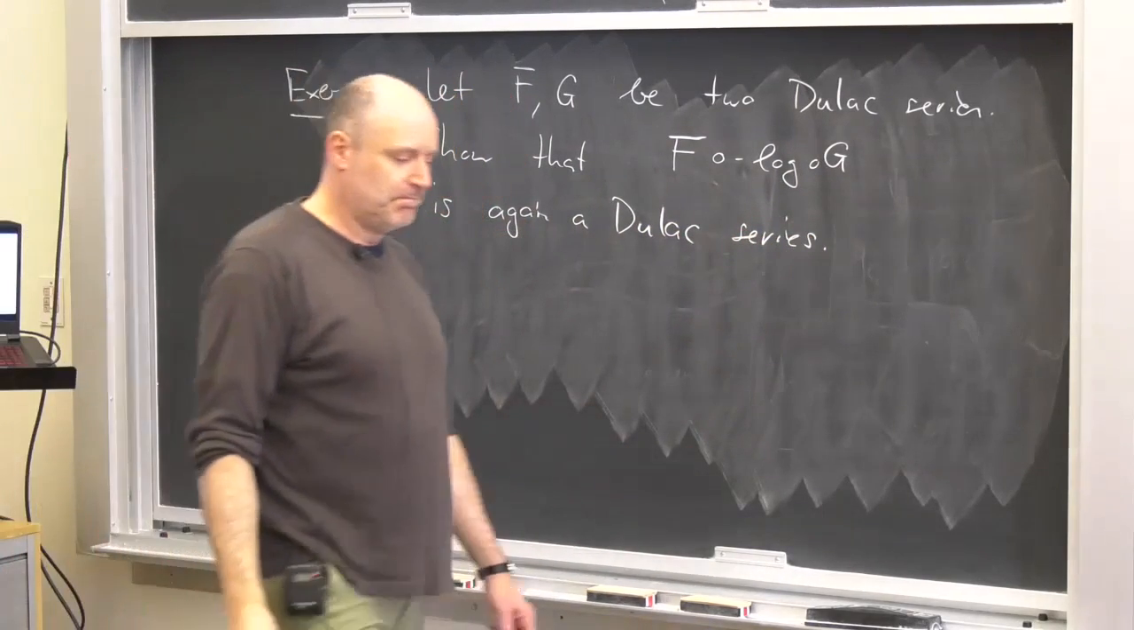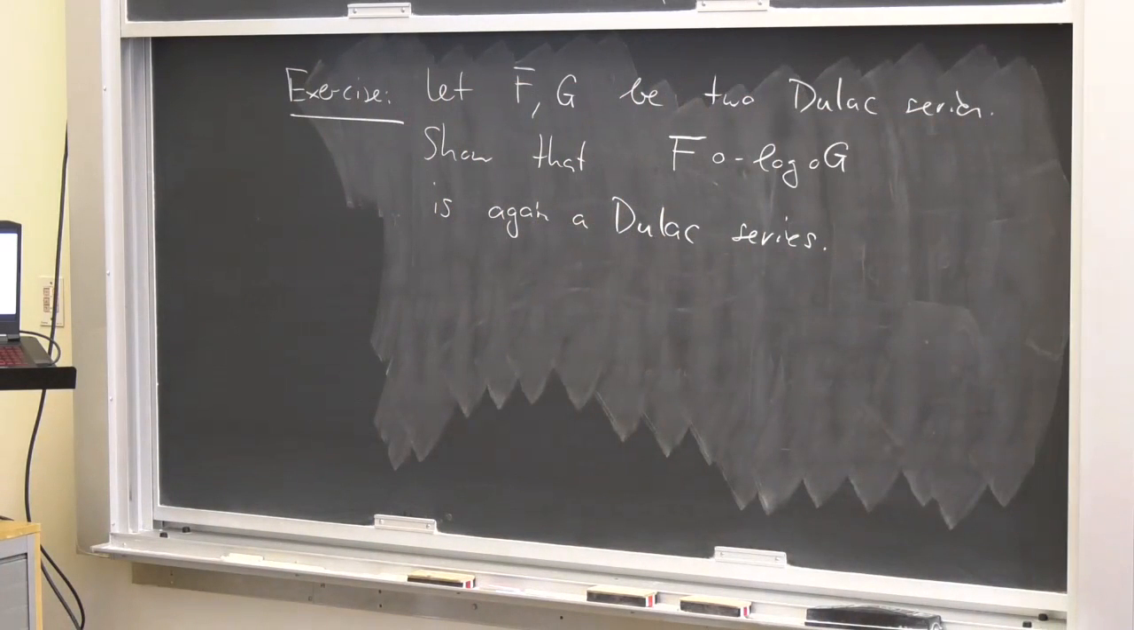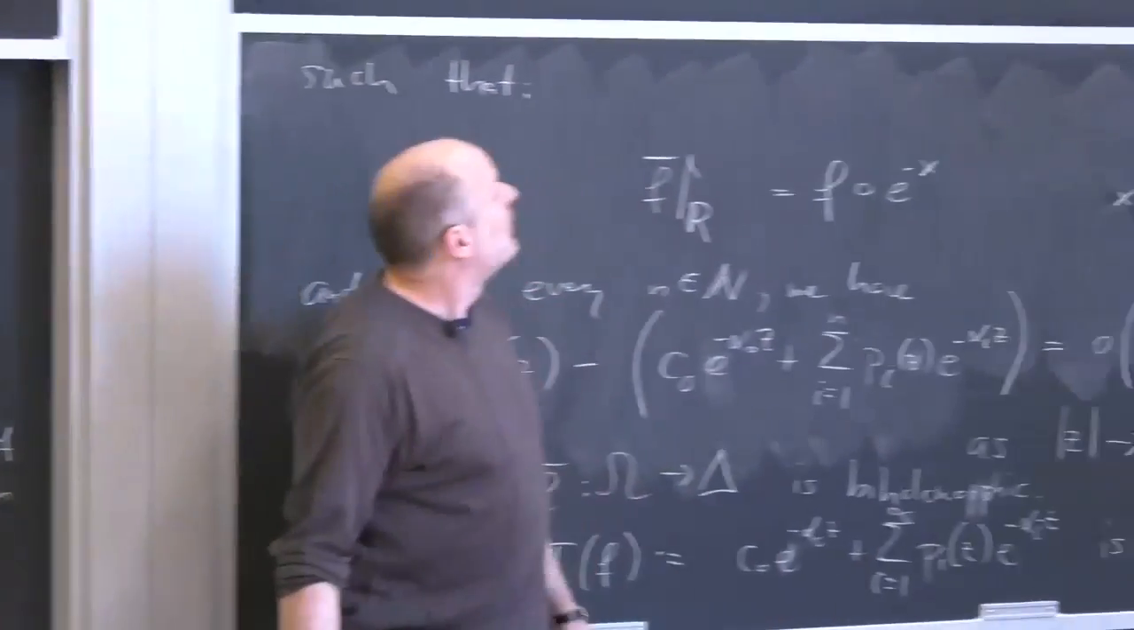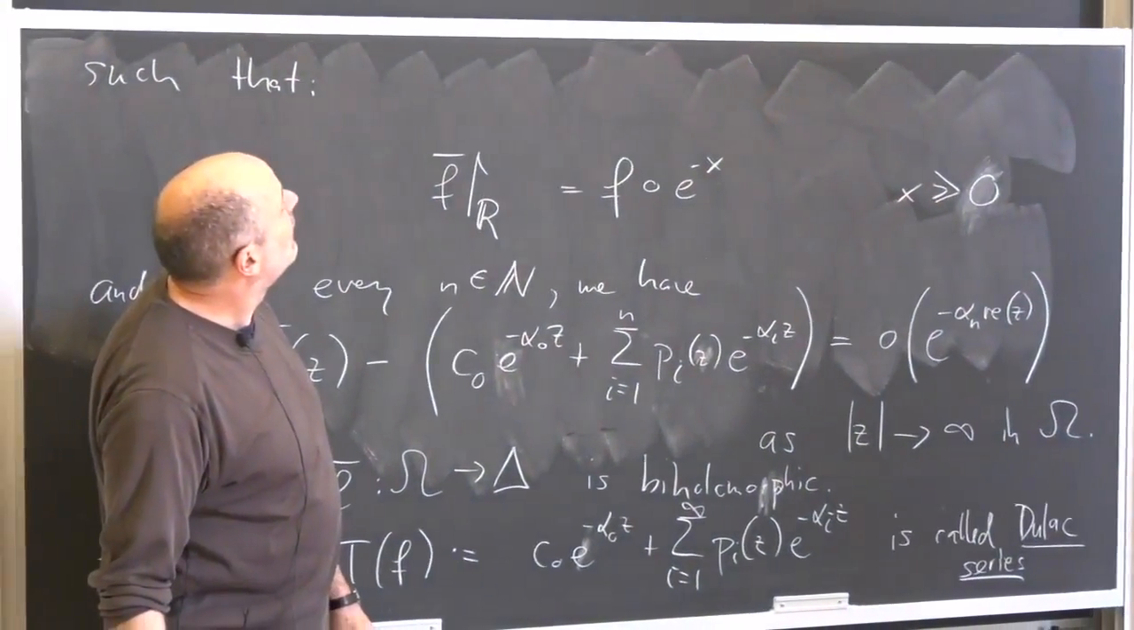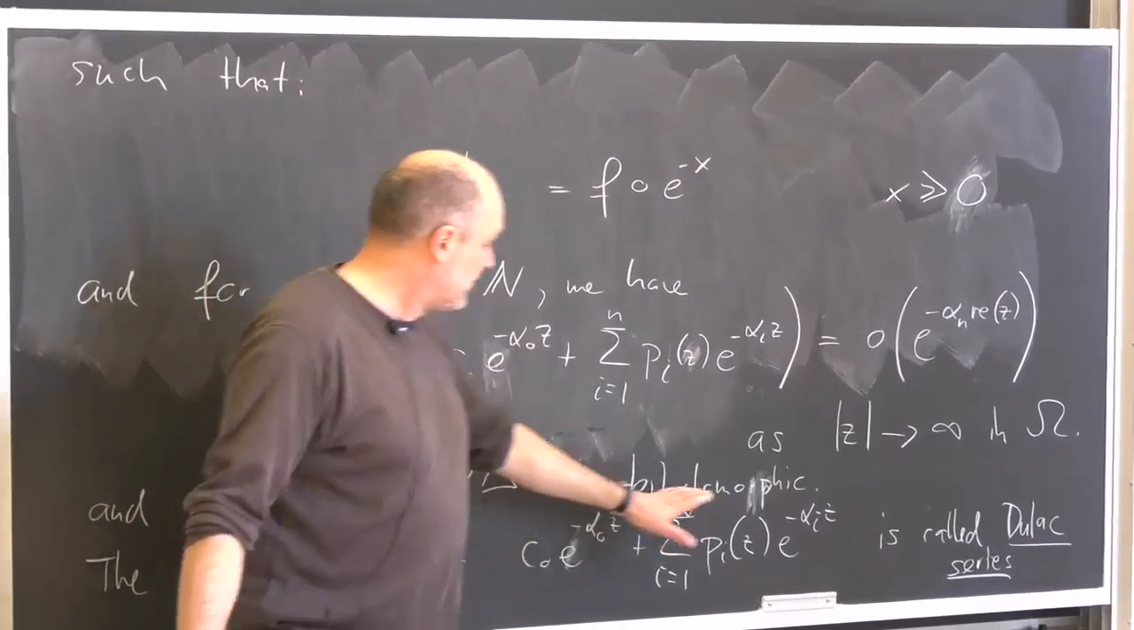Okay. When you say two Deluxe series, you mean two of this nature? Right, a term of this nature here. In particular, the C0 here has to be a non-zero constant. But could we take it just formally, satisfying the conditions? Yes, this is just formal. So, Deluxe series of this form.